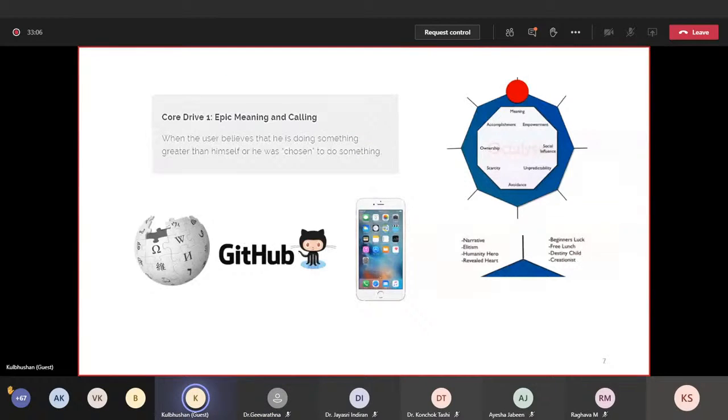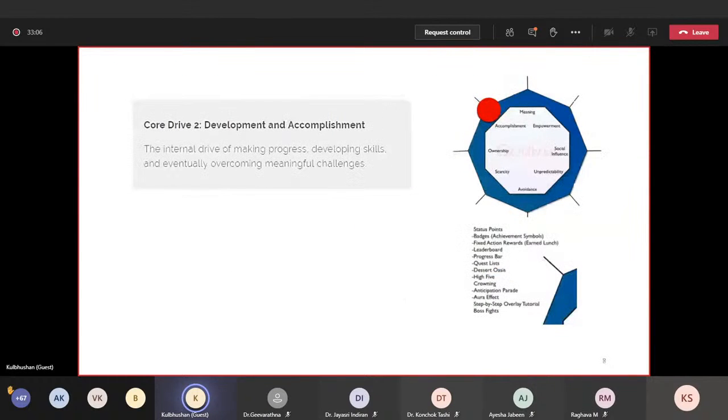It is called development and accomplishment. The internal drive of making progress, developing skills, and eventually overcoming meaningful challenges. This core drive deals with quantifiable measures. Like you can see, there are different game mechanics like status points, badges, progress bar, leaderboard, boss fights. All those are taken from video games. The quantifiable things which a user can measure or record of their progress all fall under development and accomplishment. People want to see their accomplishment. They want to see how much they have actually developed or how many different points they have amassed. So all those game mechanics fall under this core drive too.